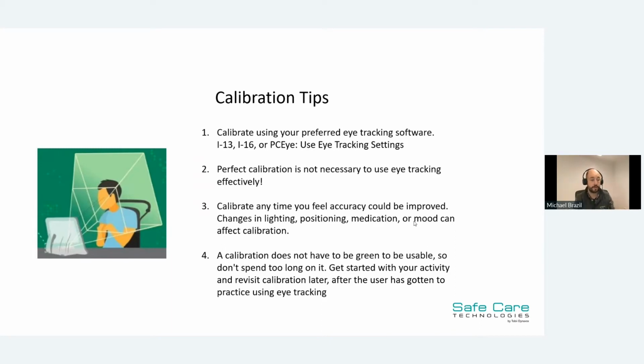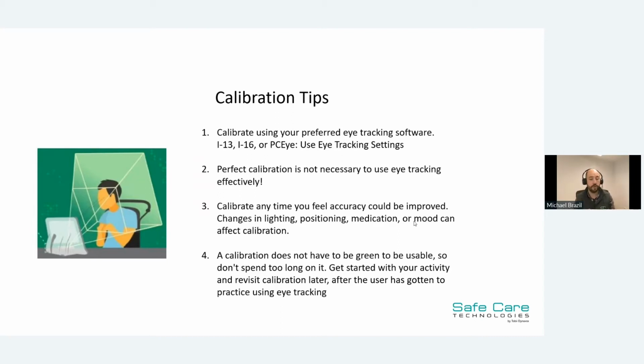What we mean by green to be usable is that there are different levels when doing your calibration. You have bad, good, and great. Your bad is basically red, your good is yellow, and your great is green. So bad points don't mean that it's a bad calibration. It just means it's not as accurate as a great calibration.